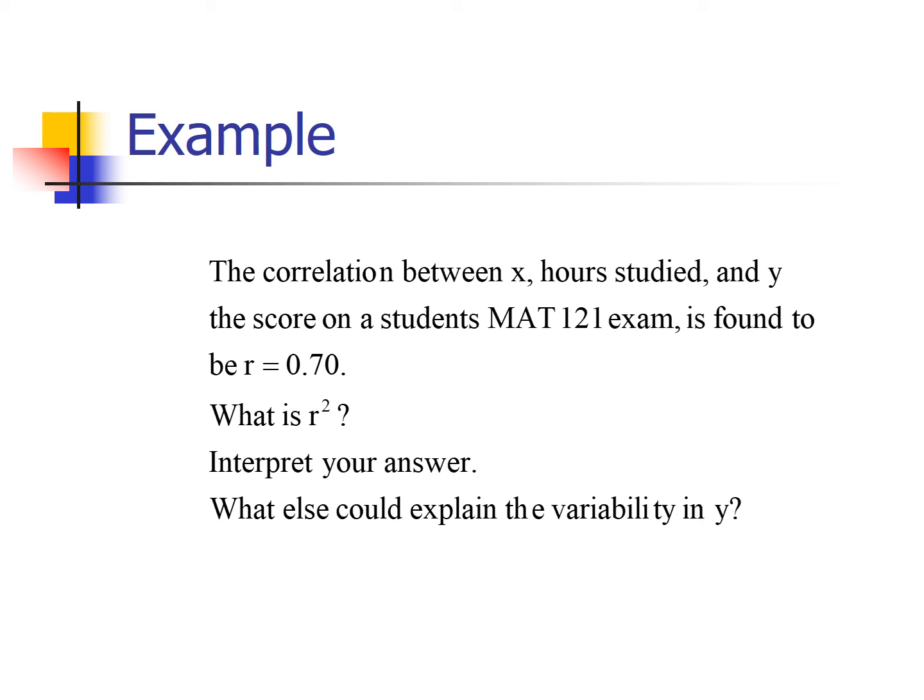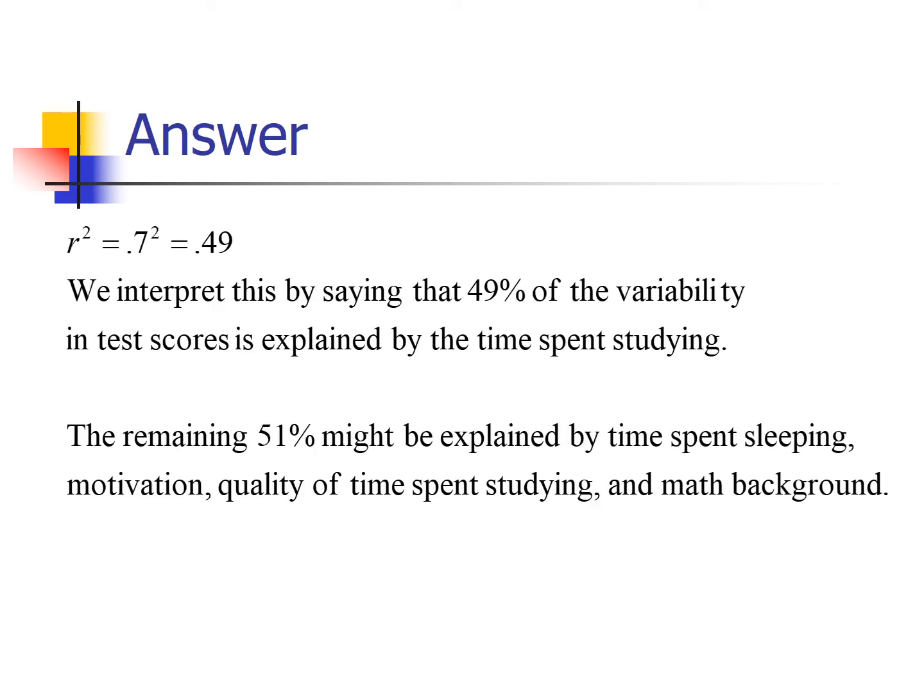What's the coefficient of determination? What's r squared? Well, it's literally the correlation squared. It's 0.7 squared. How do we interpret that answer, and what else could explain the remaining variability, and why? Actually, these answers are on the next slide, I think. Yeah, here it is. So our r squared, 0.7 squared, plug that in your calculator, you get 0.49. That basically says that we interpret this by saying that 49% of the variability in test scores is explained by the time spent studying. What does that mean?